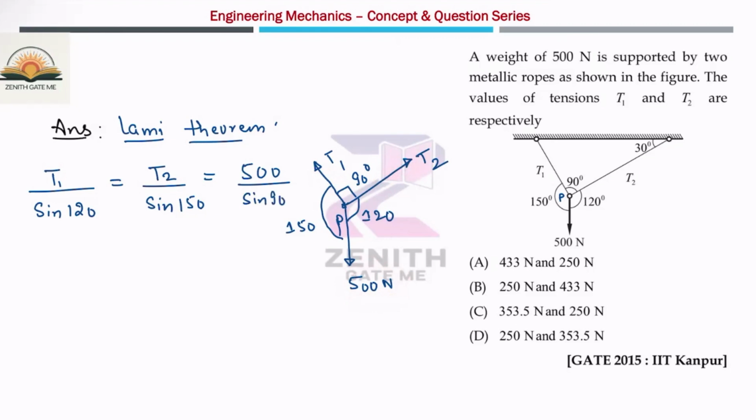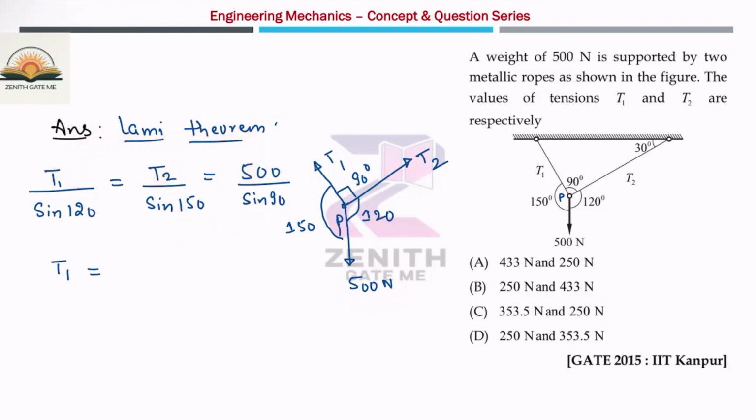So from here, you can calculate the value of T1 and T2. How? You just compare, first of all, this T1 by sine 120 is equal to 500 by sine 90. So you will get T1. Similarly, you can calculate T2 once you compare with this.